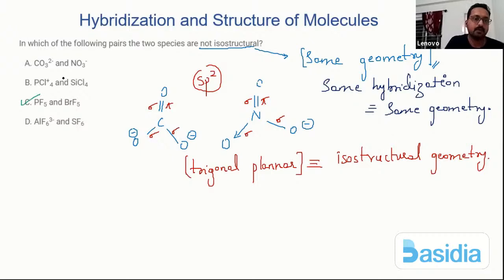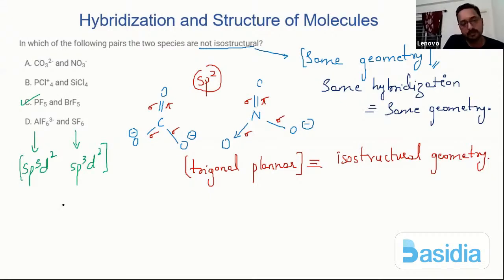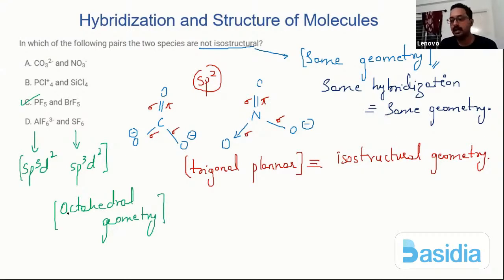Okay. So even here, this has to be an sp3d2 hybridization, and this is also an sp3d2 hybridization. Correct. So when they are sp3d2 hybridized, there's every chance that they can have an octahedral geometry. So in the fourth option, both of them have an octahedral geometry. So they are isostructural species. Okay. So the C option is not isostructural.